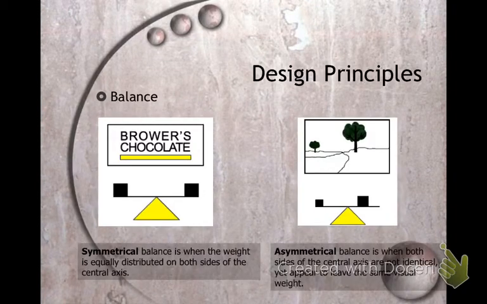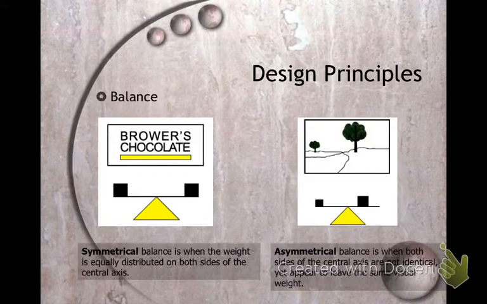Balance. This is an example of symmetry or symmetrical balance, which is also called formal balance, so make sure you understand the difference between formal and symmetrical. They are the same, just different terms. Symmetrical balance is when everything is equal on both sides. So if I cut that Brewer's chocolate, or Brower's chocolate, however you want to say it, straight down the middle, everything is equal on both sides.